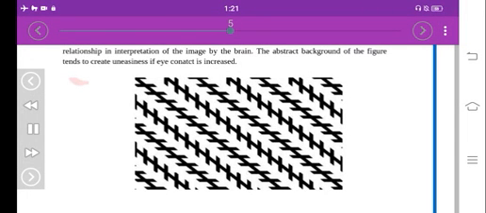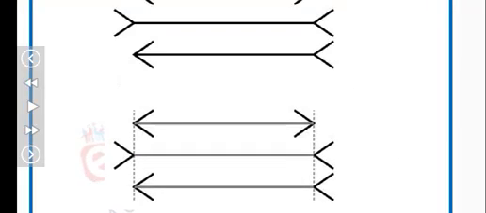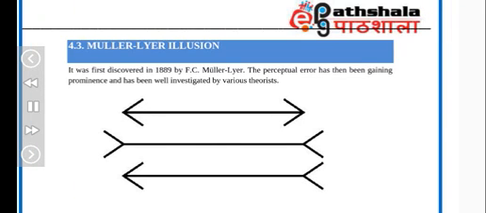Psychology paper number 1, Cognitive Science.